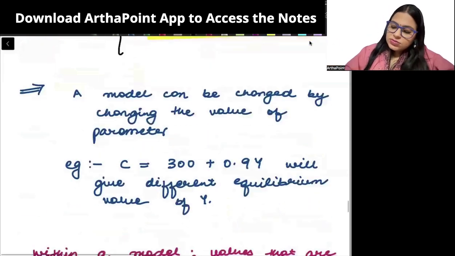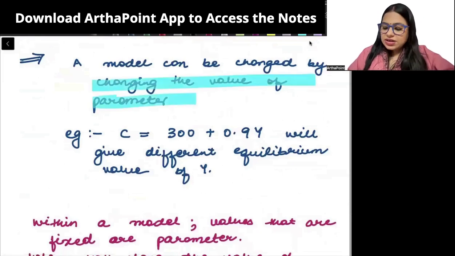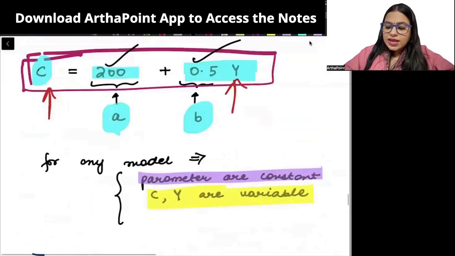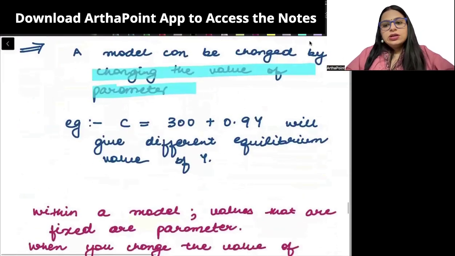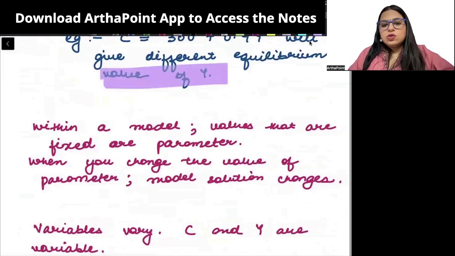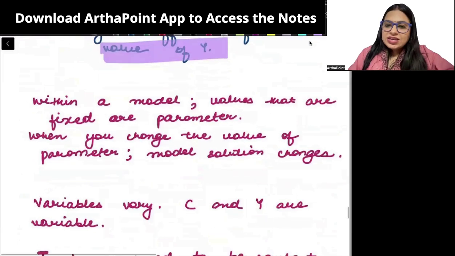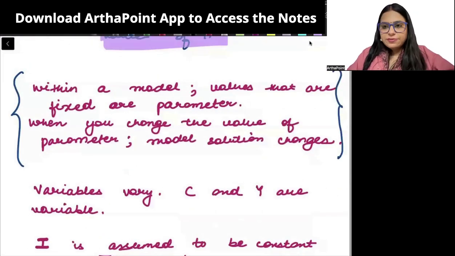ठीक है? A model can be changed by changing the value of the parameter. तो अगर मेरा consumption function change हो जाएगा, if I change this to 300, this to 0.6 और 0.9, तो I will get different value of my variable. मेरा जो final answer निकलेगा that will also change. ठीक है? ये थोड़ा सा ट्रिकी हो सकता है समझने के लिए. You may find this a bit difficult.